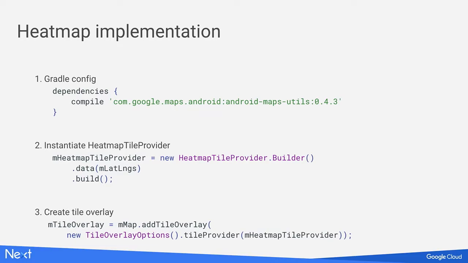On that step 2, I just want you to point out the .data. That's where we add our restaurants, right? It's just that one line. It's going to manage it for us. And then step 3, we add a tile overlay, and we add it to the map itself. That's it. That's the whole code for the heat map implementation.